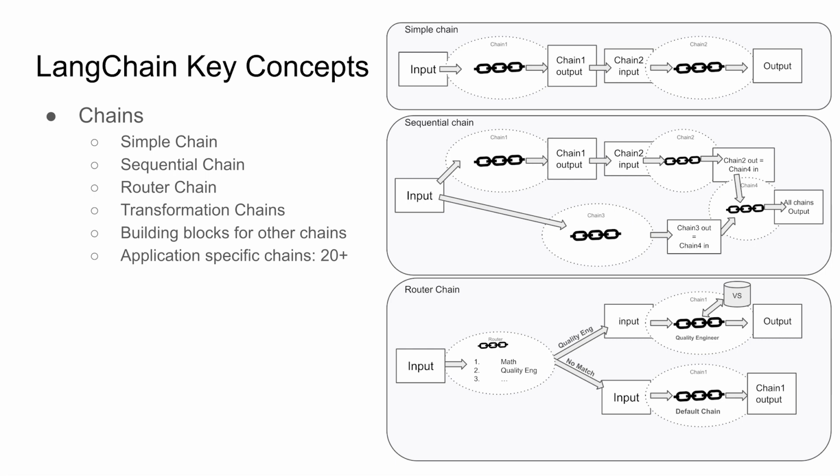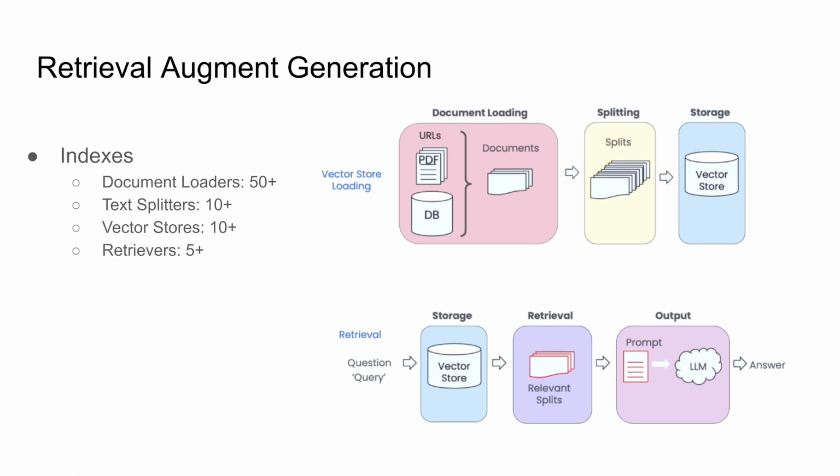So those are chains. Let's talk a little about retrieval augmented generation. LangChain supports 50-plus document loaders. You can load in PowerPoint, PDF. GPT-4 got updated to support multimodal capability, so images, tables, I think sound too. And so you can look at graphs and tables and PDFs, a bunch of really cool stuff. It's growing more and more every day.